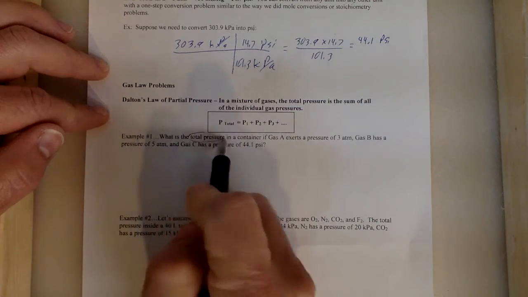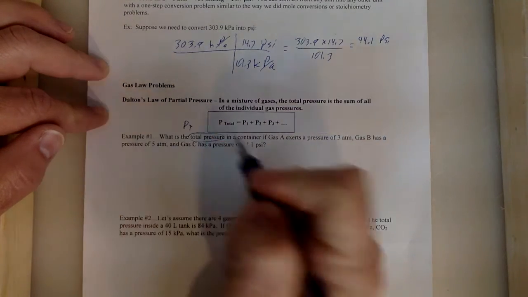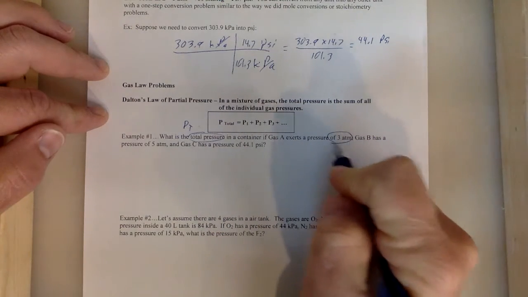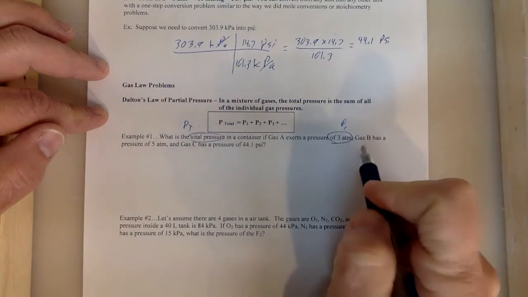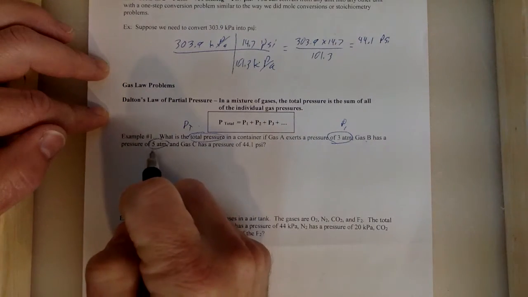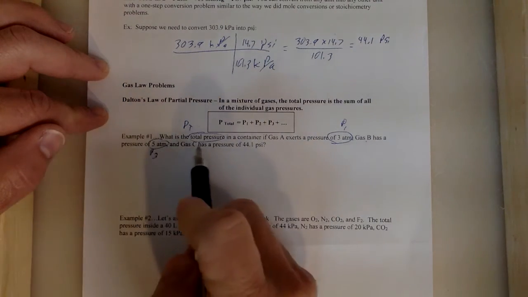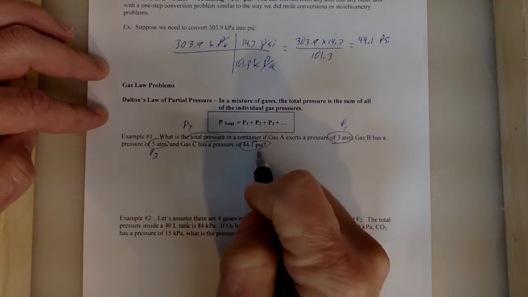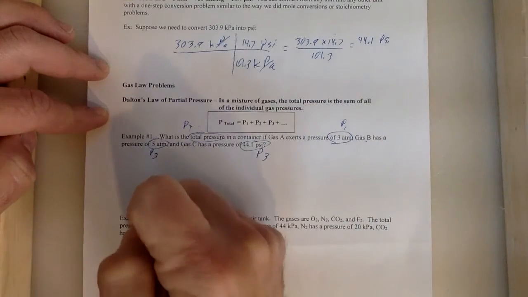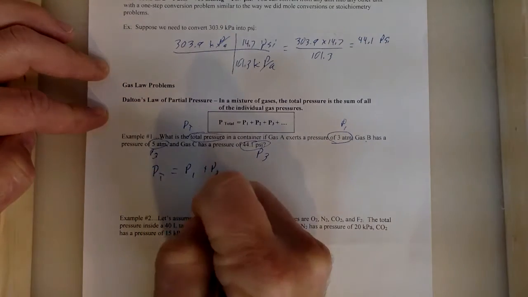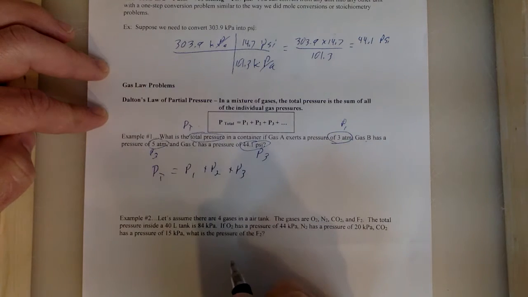So for example 1, what is the total pressure in a container? We don't know that. That's what we're solving for. That's P total. If gas A has a pressure of 3 atm, there's our first pressure, we're going to call it P1. Gas B has a pressure of 5 atm, we're going to call that P2. And gas C has a pressure of 44.1 psi, so that's going to be our third pressure.